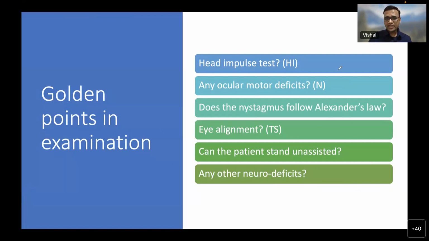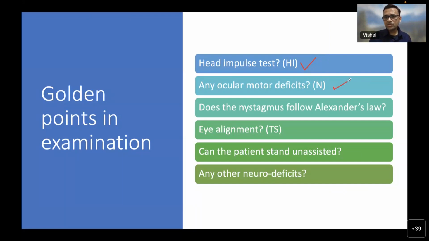Now, golden points in examination are: head impulse test must be done in a patient with acute vestibular syndrome. In the right context, it should be done. For example, if a patient has ongoing, continuous vertigo, head motion intolerance, nausea, vomiting, then it is the best candidate for doing the head impulse test. If a patient has positional vertigo, and the patient is normal in between the attacks, in that patient, head impulse test will definitely lead you to a central etiology.